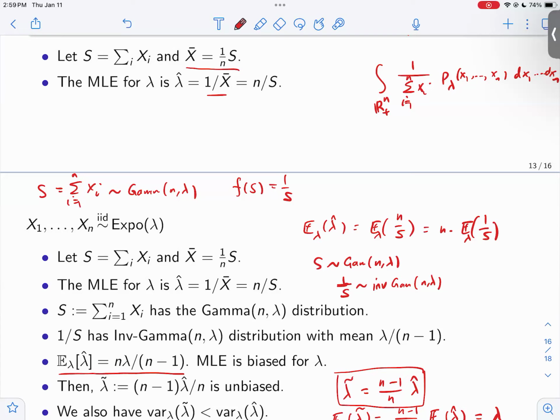Once you have the PDF of this new random variable, call it Y, you calculate the integral of y squared f_Y(y) dy, and that would be the second moment. And then you also calculate the first moment, and the second moment minus the first moment squared is the variance.